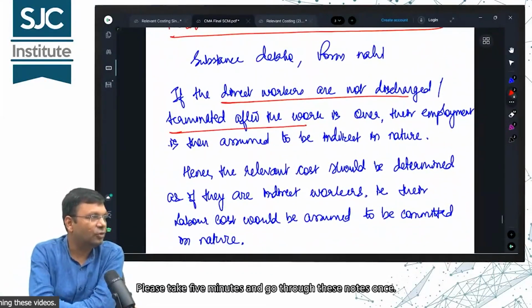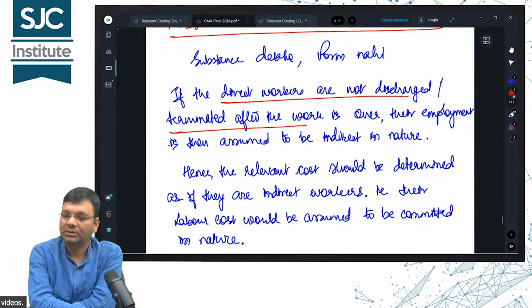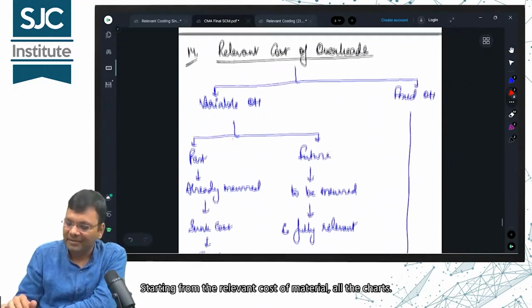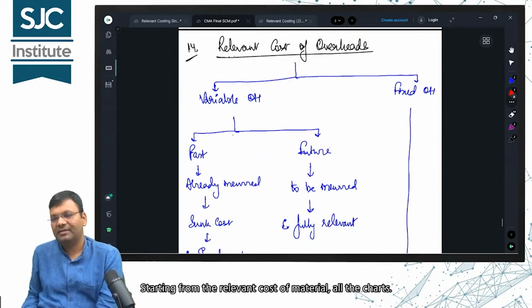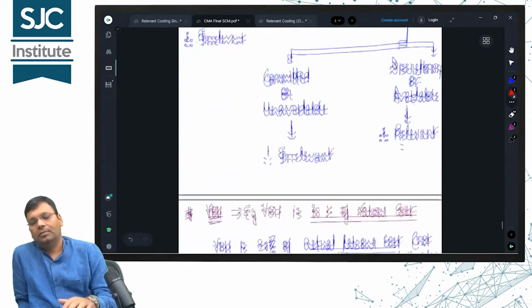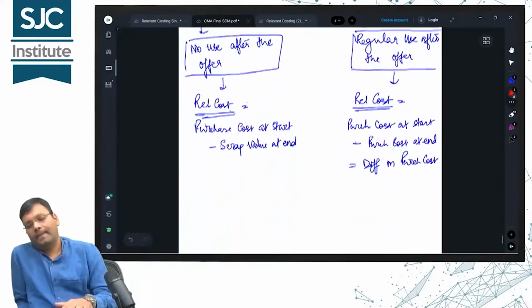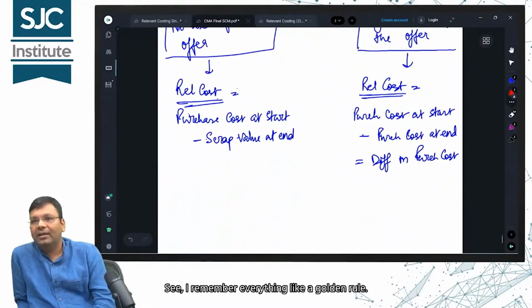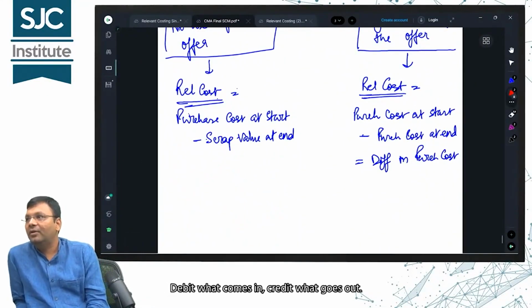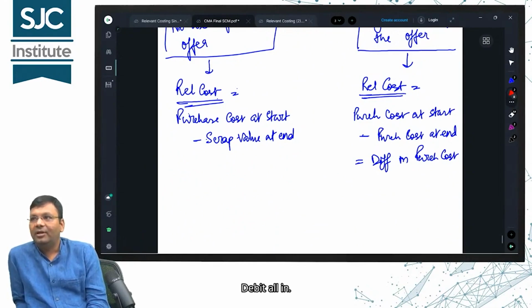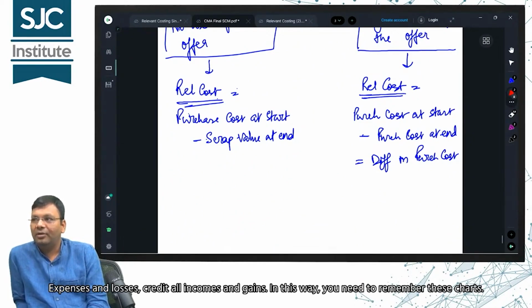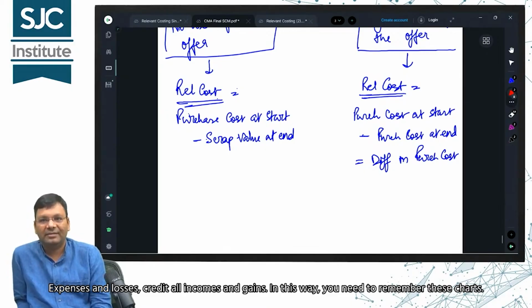Yes. Please take 5 minutes and go through these notes once. All right. Starting from the relevant cost of material, all the charts. See, I remember everything like a golden rule. Debit what comes in, credit what goes out. Debit all expenses and losses, credit all incomes and gains. In this way, you need to remember these charts.